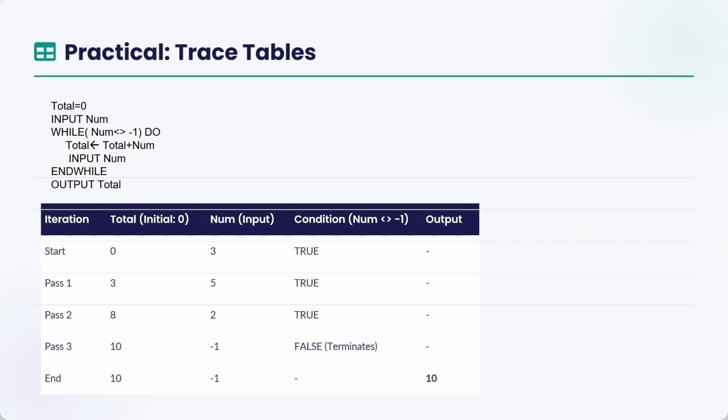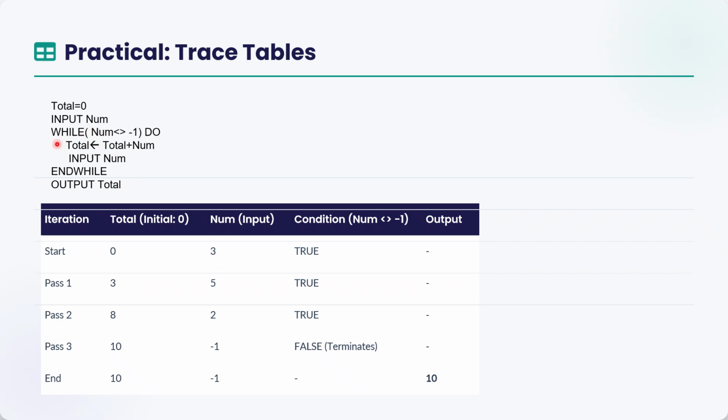Now we move on to the next line. The next line states that the input value is taken and it is assigned to the variable num. So as soon as the input is taken, the user enters 3, which is then saved in the variable num.